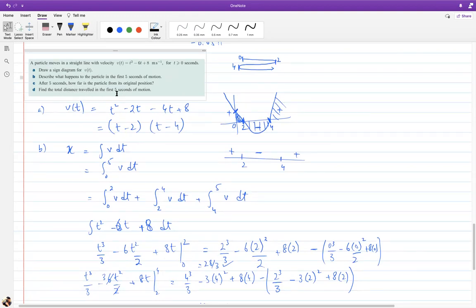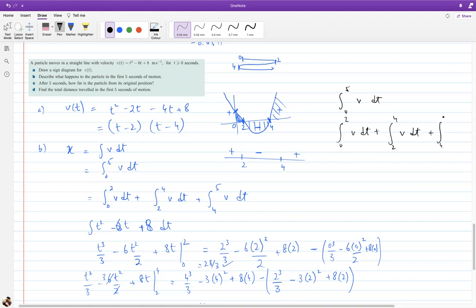Find the total distance traveled. Now the C part was basically about this, 0 to 5 v dt. And the D part is about this. So can anybody tell me what the main difference is in these two integrals? Of course, here we are also integrating from 0 to 5, and here we are also integrating from 0 to 5. What's the difference?